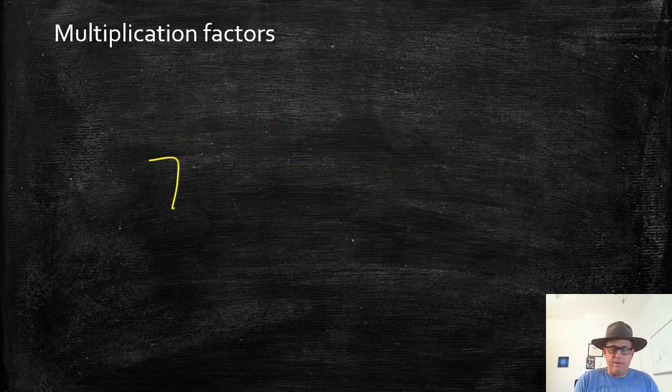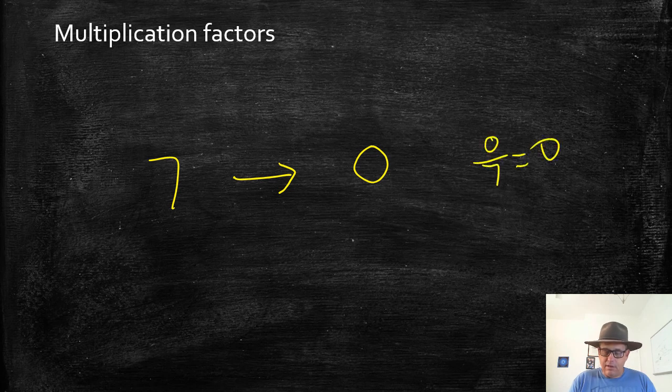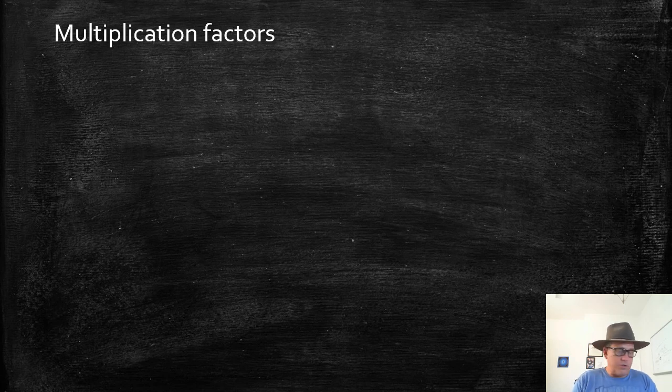What about 7 into 0? What's my multiplication factor? 7 times what is 0? Well, if we weren't sure, we could work it out, right? And do 0 divided by 7, which is 0. So my multiplication factor is 0. 7 times 0 is 0. So K equals 0, or my multiplication factor equals 0. Okay, so those are pretty obvious.